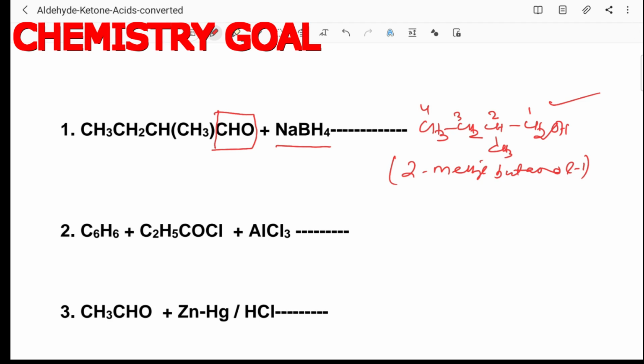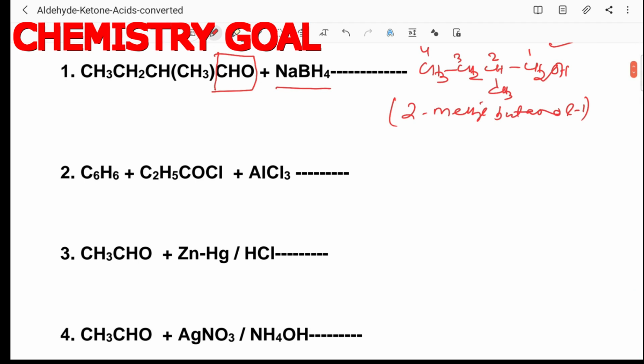Then the second reaction is like this: C6H6, that is benzene, reacts with C2H5COCl, an acid halide, in the presence of aluminum chloride. So this indicates it is an electrophilic substitution reaction. It is also called Friedel-Crafts acylation. So the product will be, if you draw the main structure, this is your benzene, then the group will be substituted: COC2H5.